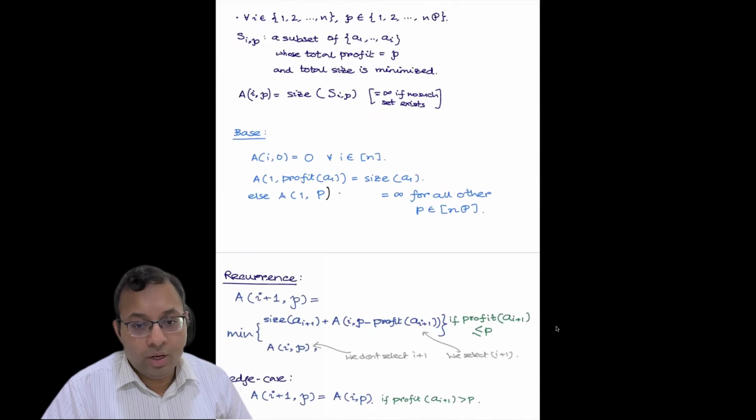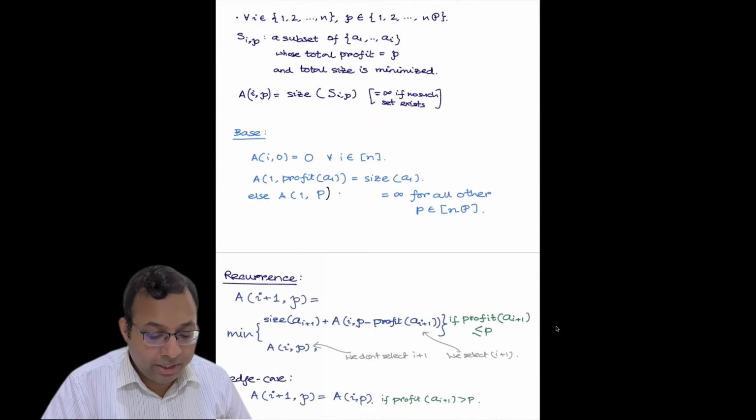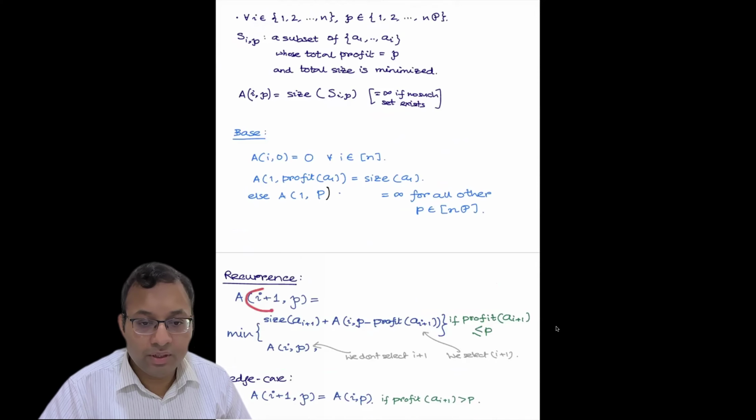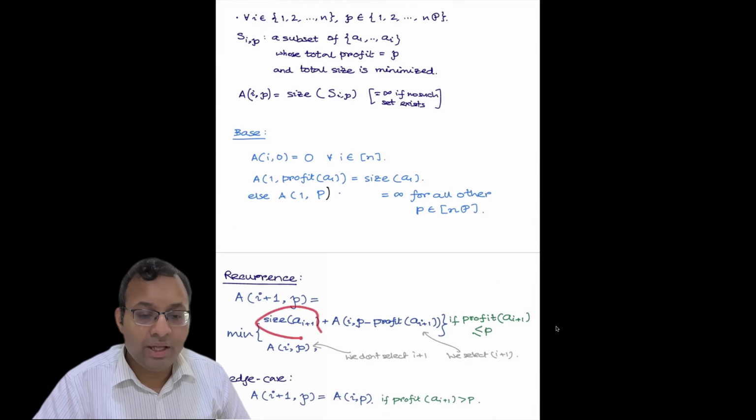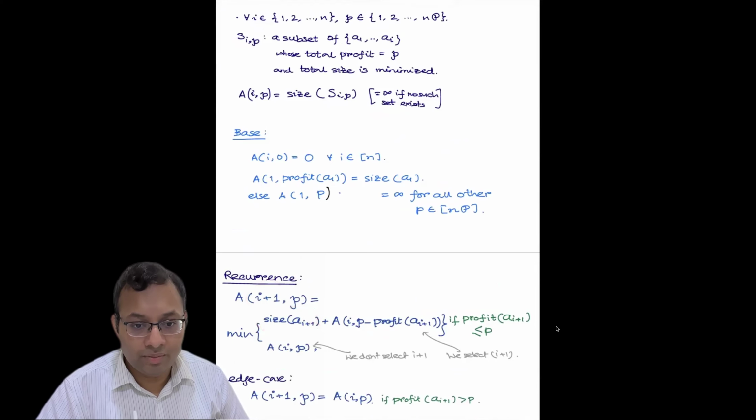There are two cases. In one case, we take the item I plus 1. In that case, we have already attained size S_{I+1} from the item I plus 1, and then we are left with profit P minus profit of A_{I+1}. In this case, we are assuming profit of A_{I+1} is less than or equal to P. Otherwise, we cannot put the item. So that's the edge case.